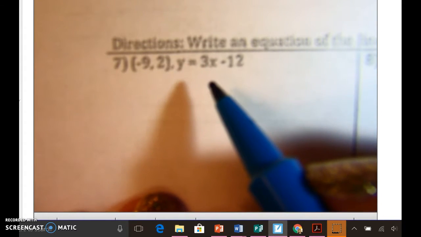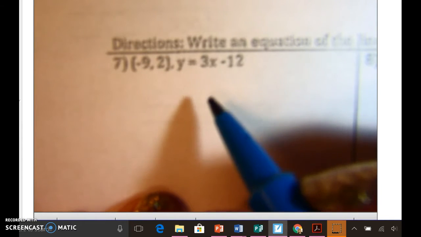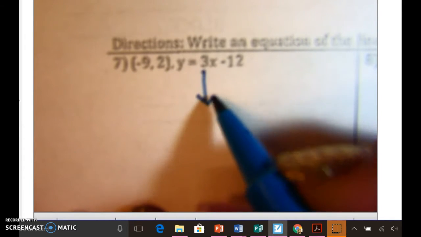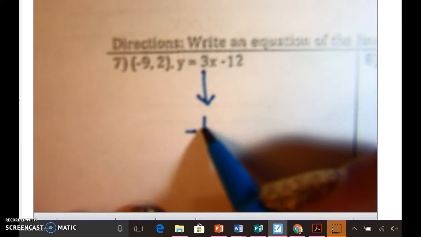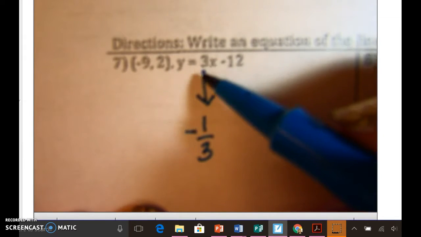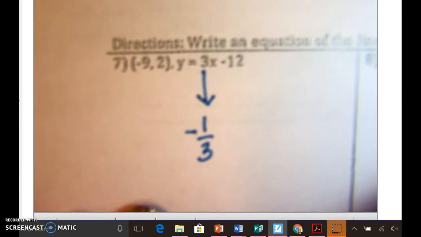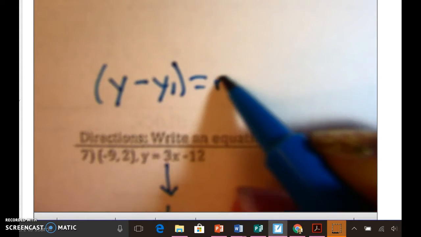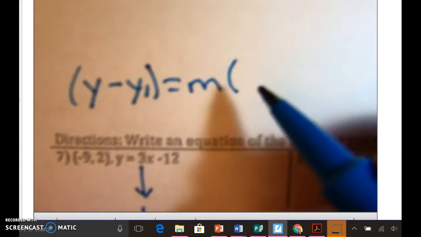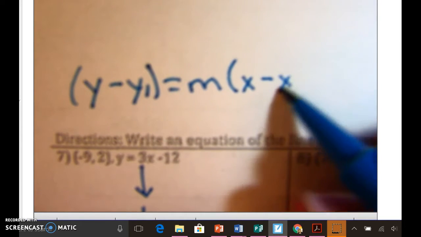So if the slope of my line is 3 and I want a perpendicular line, the slope's going to be -1/3. So I get the reciprocal of the slope and then I change the sign. Then you just use point-slope form. Again, point-slope form: y minus the y of your point equals the slope times x minus the x of your point.